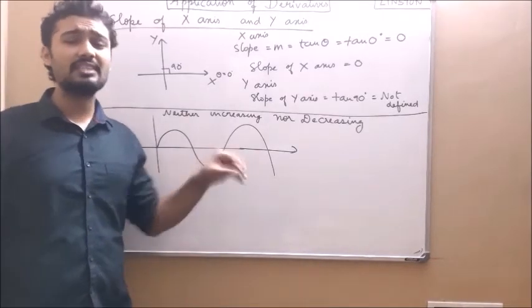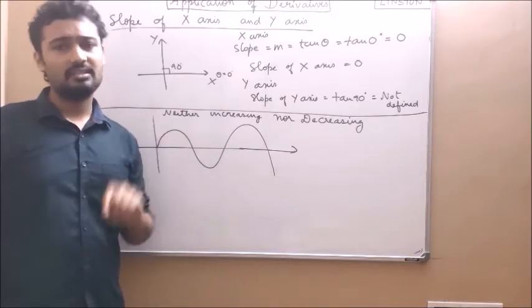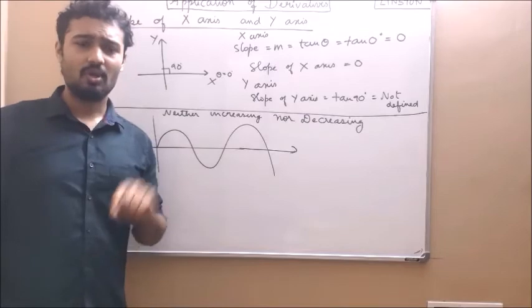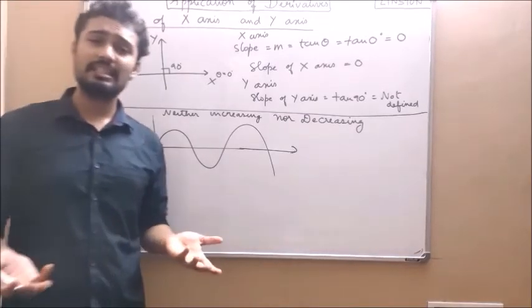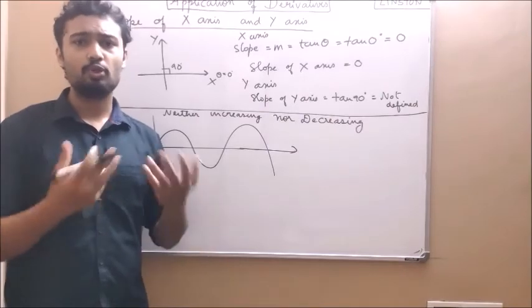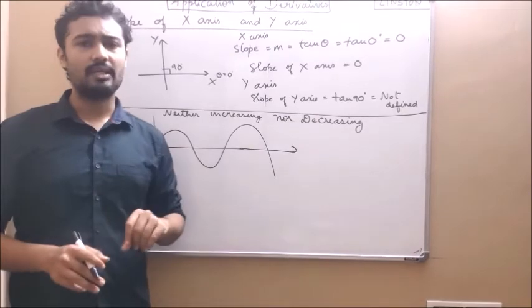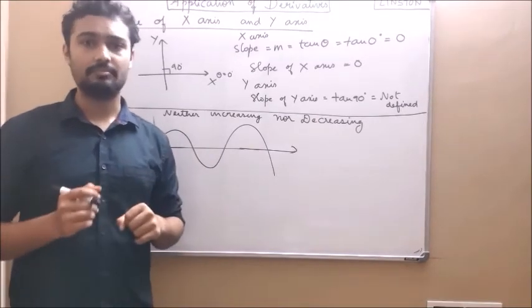So here we are faced with a dilemma. What to do about this function? Is it increasing or is it decreasing? Sometimes it increases, sometimes it decreases. It is doing both. It is being positive and being negative. Now how to determine when it is increasing and when it is decreasing?